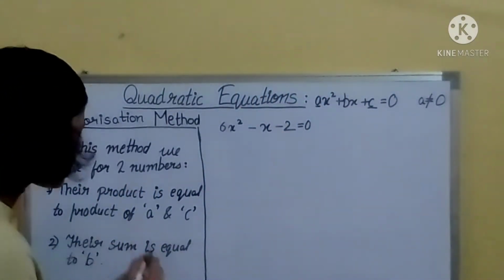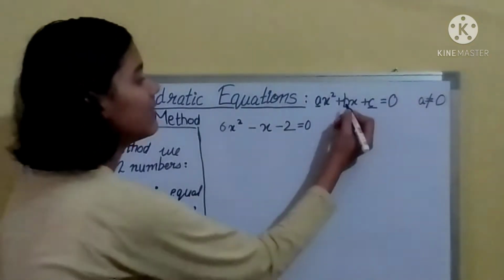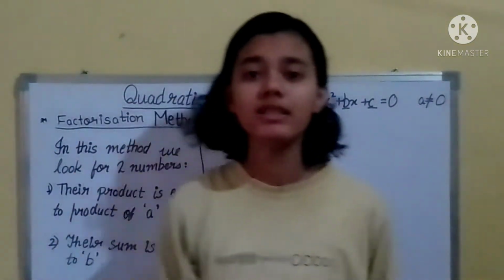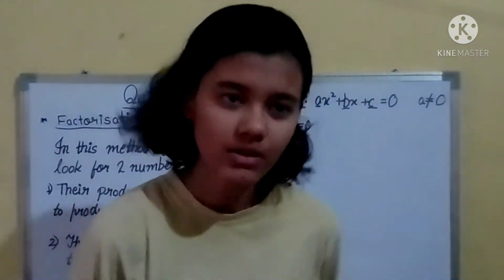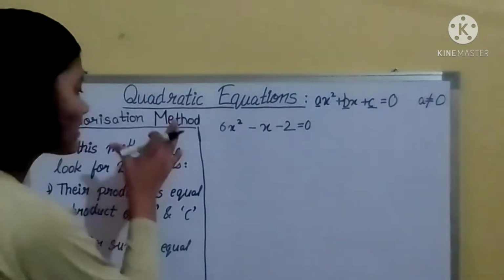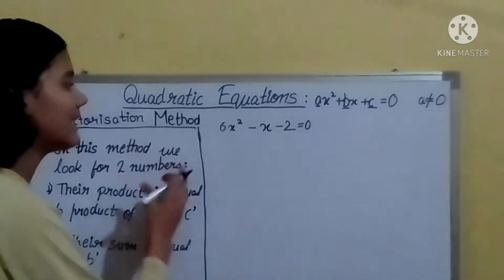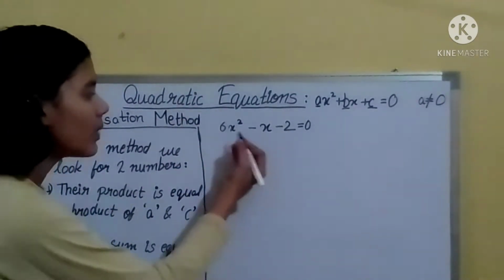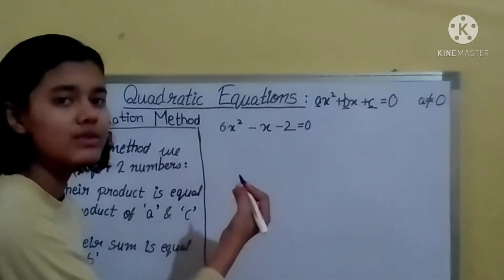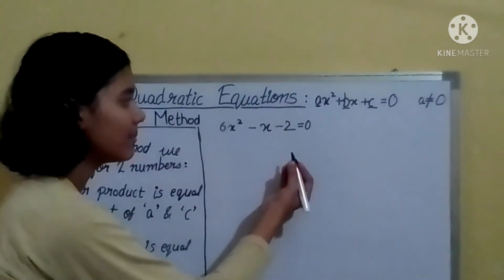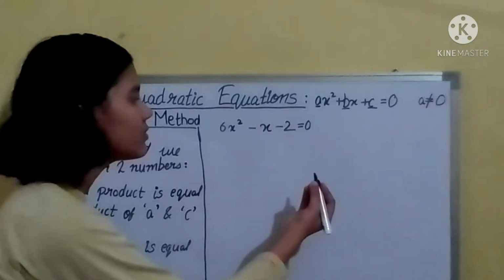Then their sum is equal to B, and when we add those two numbers their sum is equal to B. Okay, so this is understood. Now we will apply this on the question. So what is the question? 6x square minus x minus 2 is equal to 0.